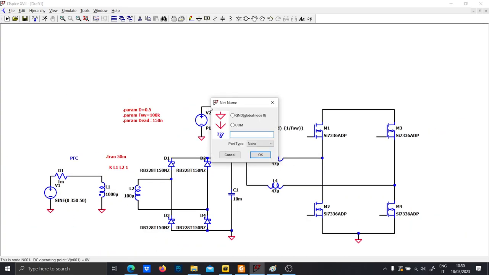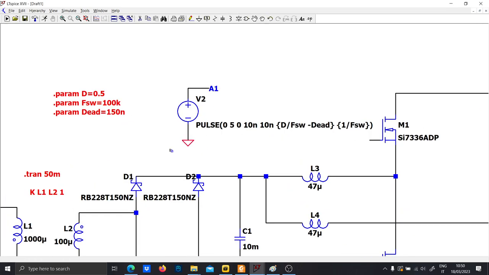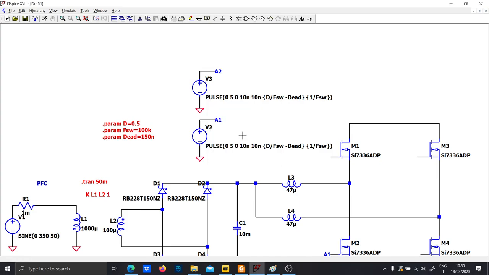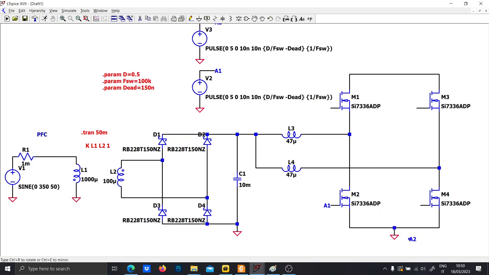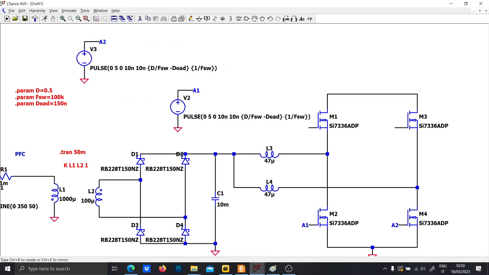So this will be the low side. Let's call it A1 and put it there, and also let's put A2. By the way, these are the same. I'm just creating another supply voltage because I don't want to put anything in parallel, but they are the same.